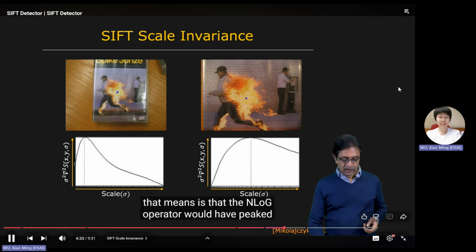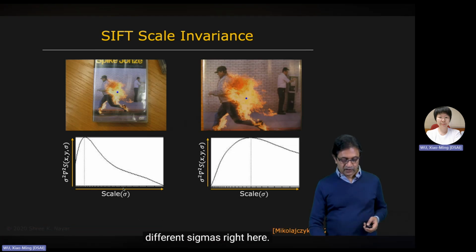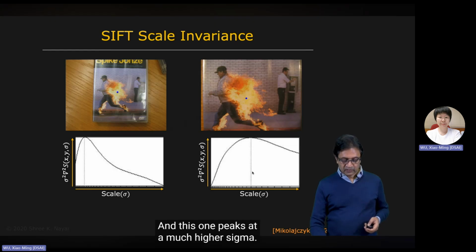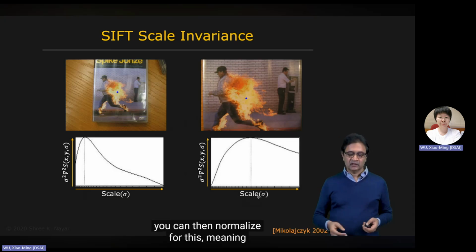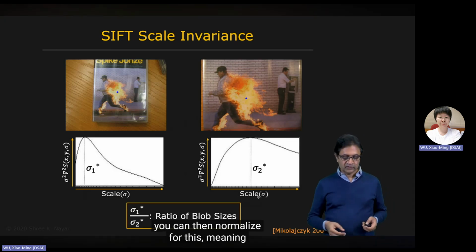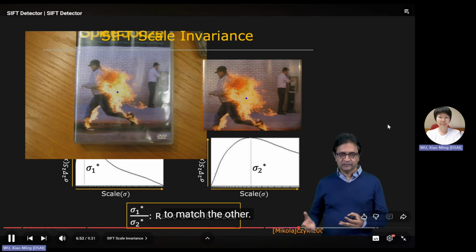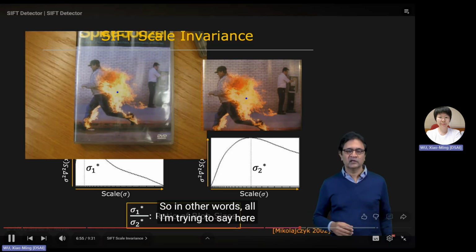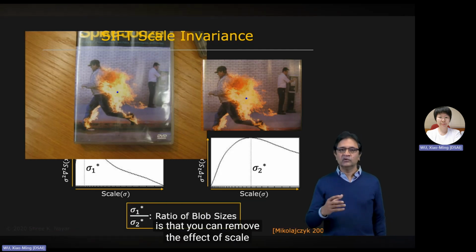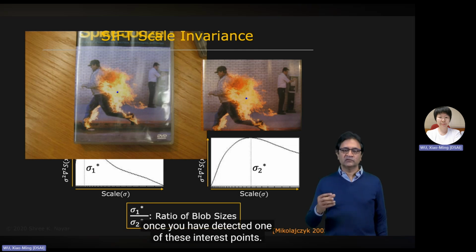The n-log operator would have peaked at different points, different scales, different sigmas right here. This one peaks right here at a low sigma, and this one peaks at a much higher sigma. But because you know these sigmas, you can then normalize for this, meaning you can adjust the scale of one to match the other. In other words, you can remove the effect of scale once you have detected one of these interest points.